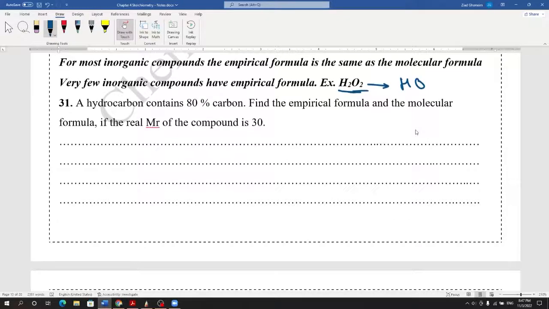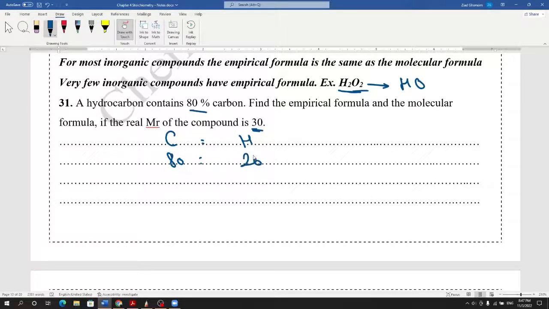A hydrocarbon contains 80% carbon. Find the empirical formula and the molecular formula if the real relative molecular mass of the compound is 30. Okay, so we have carbon and we have hydrogen. Consider that the mass of carbon is 80. That means that the mass of hydrogen will be 100 minus 80, which is 20.